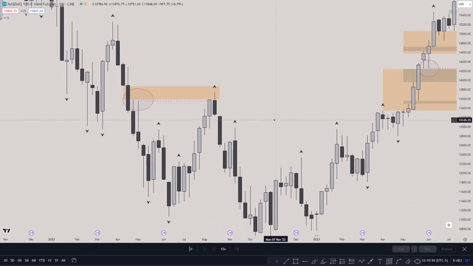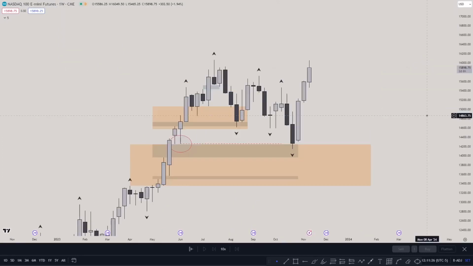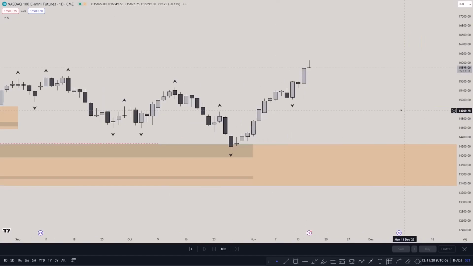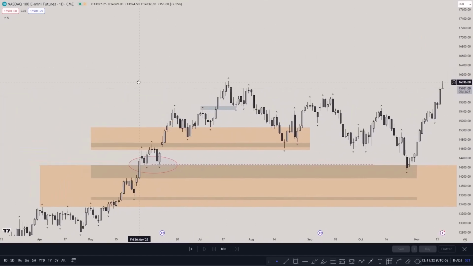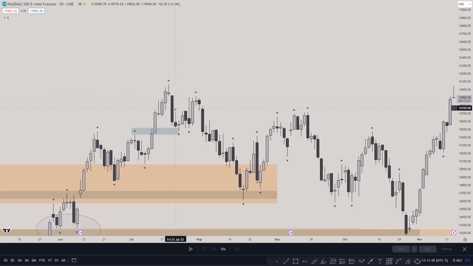This is how to find the highest probability. You need to have inducement if you really want to be sure about your fair value gap and how high probability it is. In my opinion, this is the most important point. Now, if we switch to the daily time frame, what do we see here? If I just go here, we can see that we had price going up, coming lower.